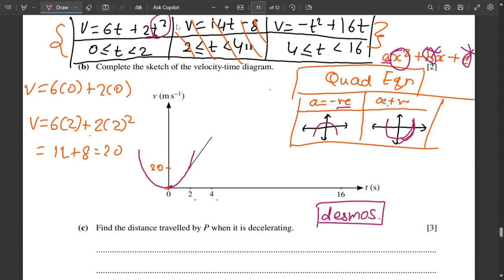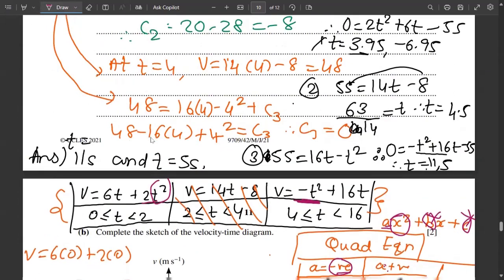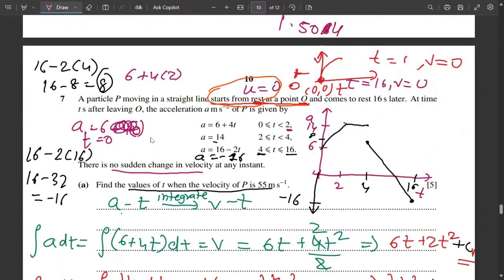So now that we are clear with this, let me make a better curve so the examiner can see I have actually made a curve. Yeah. And 4 to 16. Now even this is a quadratic. Oh, see, this is a sad one. Minus t square, so a is negative. So what will we do? We first will find out at 16 what is the velocity. They have the term that it comes to rest. The line starts from rest at point O and comes to rest 16 seconds later. That means the velocity at time 16 will be 0.